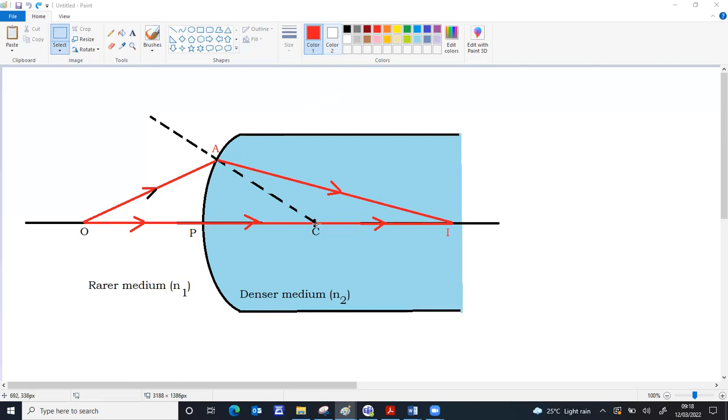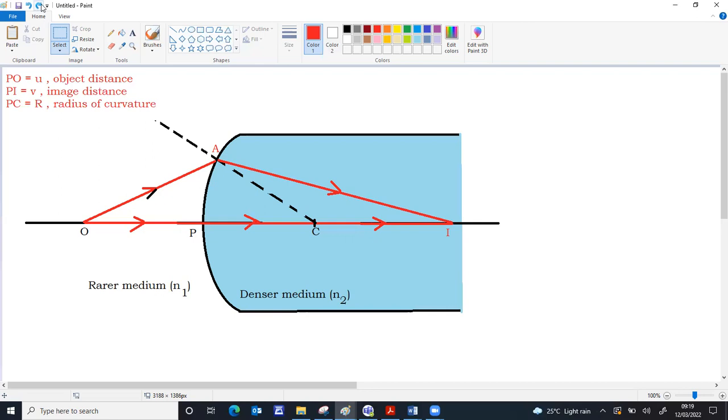So the normal is always the line passing through the center for a sphere. So this C, the black dotted line from C, represents the normal. So instead of going straight, the light ray bends towards the normal and the two light rays starting from O meet at I, that's the image point. P to O is u, the object distance. P to I is v, the image distance. P to C is R, the radius of curvature.